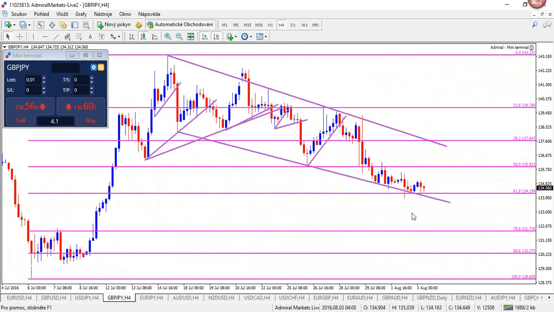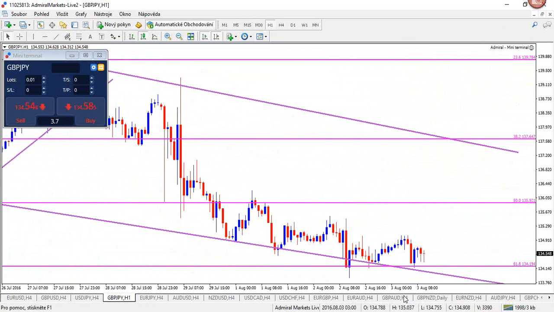All right, pound yen really didn't do much yesterday. It was just banging its head against the 61.8 fib, which it couldn't break. It couldn't break this support trend line, and it really didn't do much. It's basically potentially showing an inverse head and shoulders.